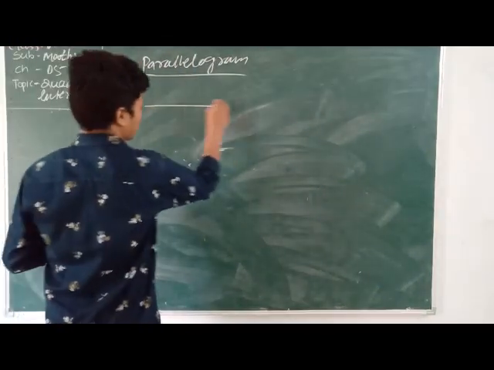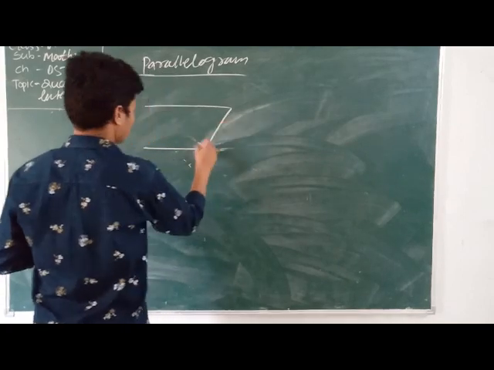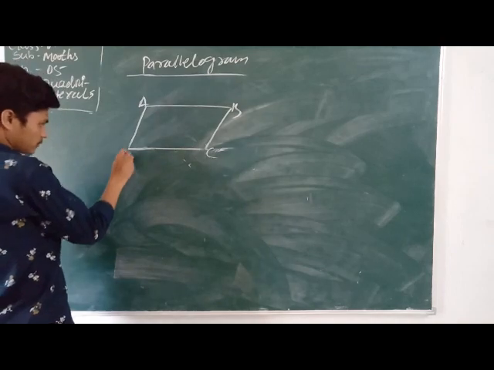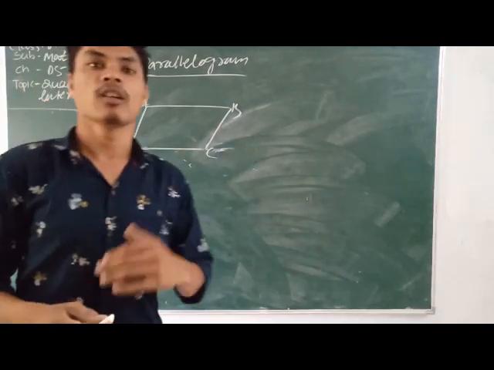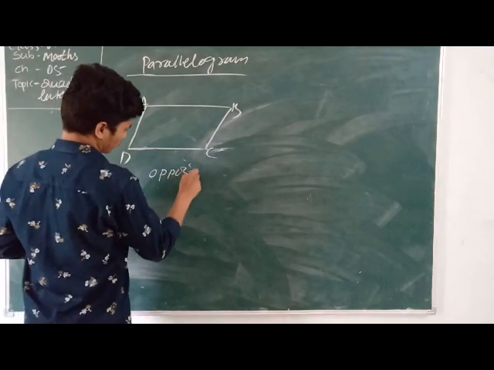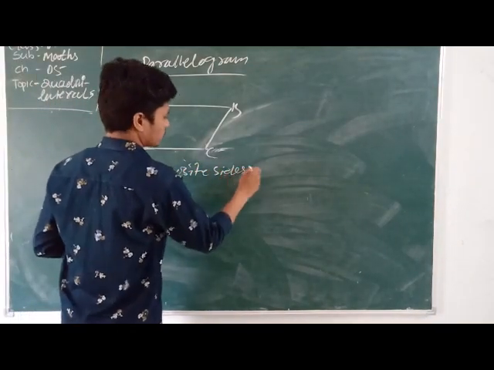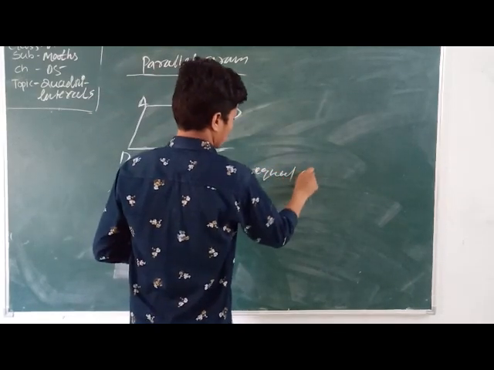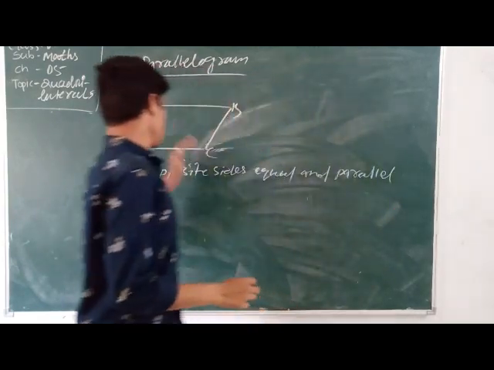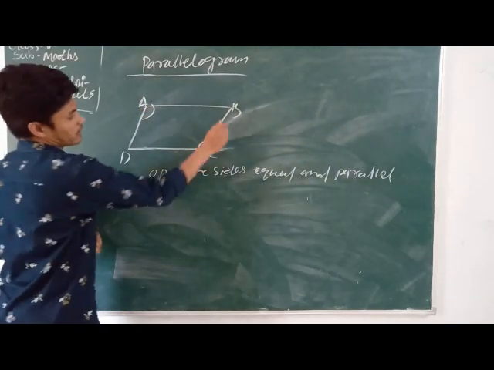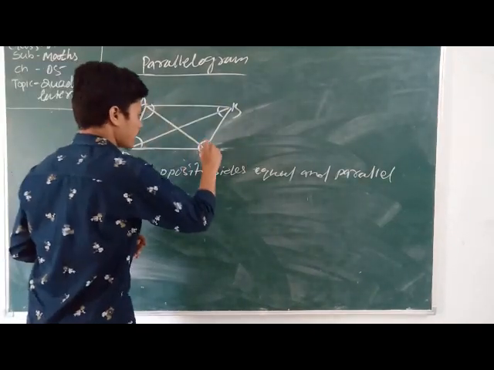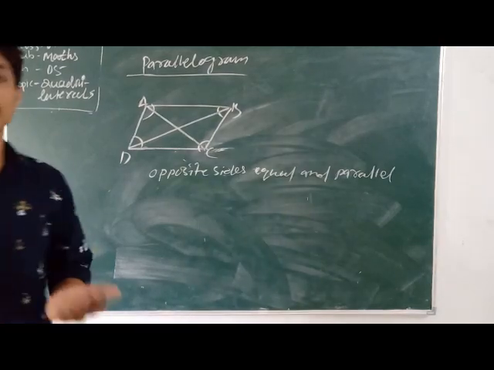Now the figure of the parallelogram, A, B, C, D. A parallelogram means first, opposite sides are equal and parallel. Opposite sides are equal, and opposite angles are equal here. Opposite angles are equal and their diagonals are not equal. The diagonals are different. But in a rectangle and a square, the diagonals are equal.